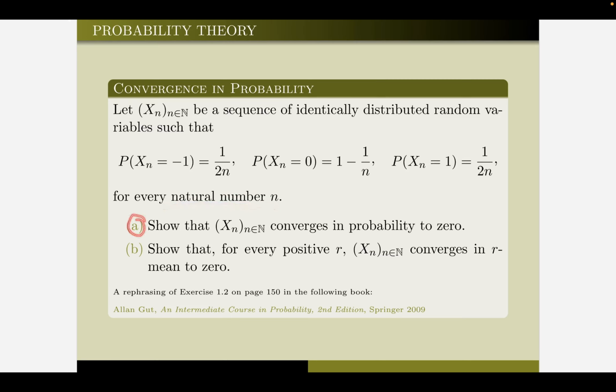Part A. Show that x sub n converges in probability to 0. Part B. Show that for every positive r, x sub n converges in r mean to 0. This problem is a rephrasing of exercise 1.2 on page 150 in the following book. Pause the video at this point and give it a try.